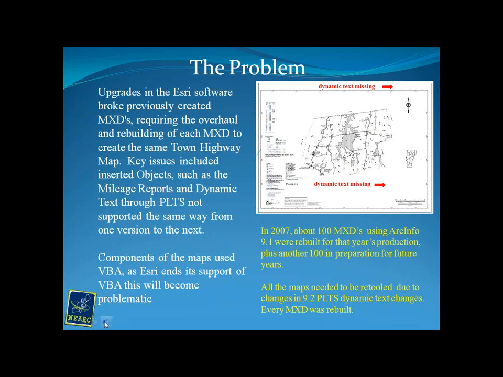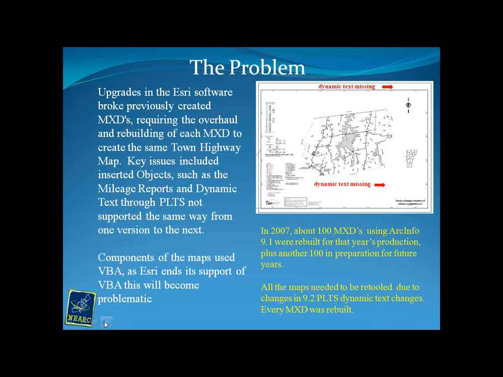So the problem that we had with that is that the software that we use from ESRI is continuously being updated to incorporate the newest features that can help facilitate mapping, but our current versions of the maps were not always compatible with the newer versions, and so we'd have to do a complete overhaul of each map document to create the same town highway map at a later time.